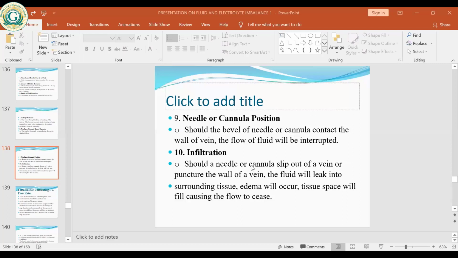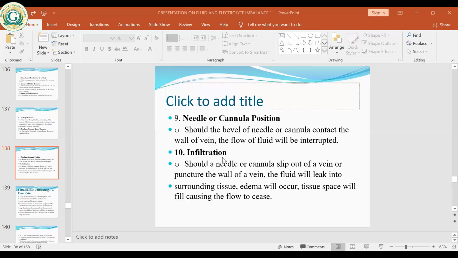Okay. So the bevel of the needle or the cannula shouldn't touch the wall of the vein. Otherwise, it will prevent the flow rate. It will not even flow. But if you push it back a little, the infusion starts running.